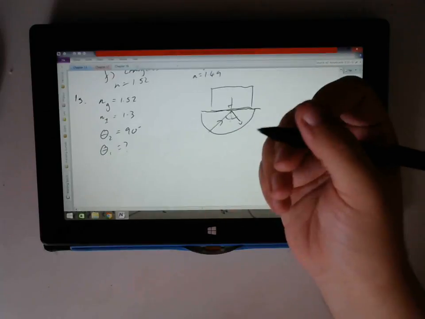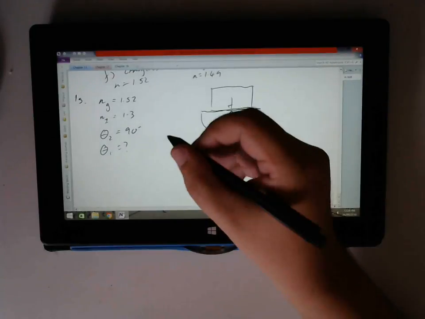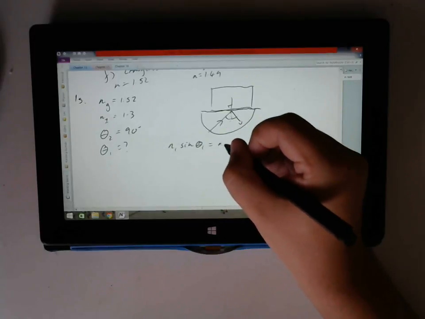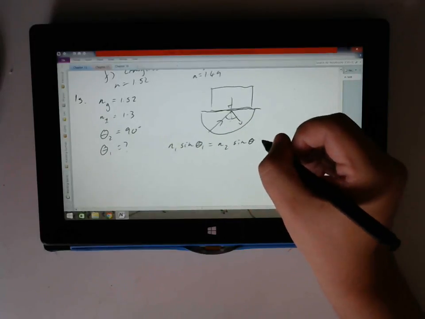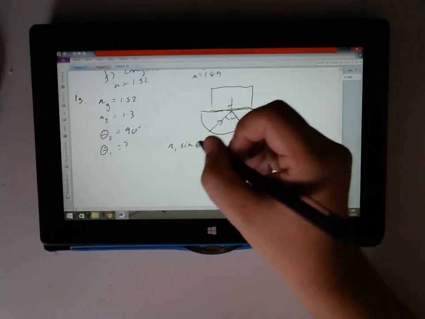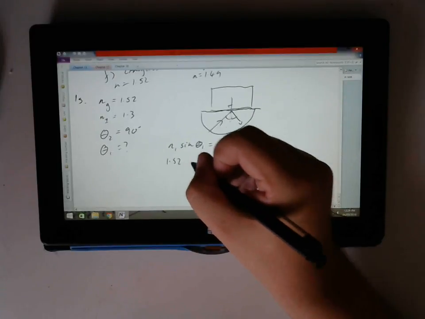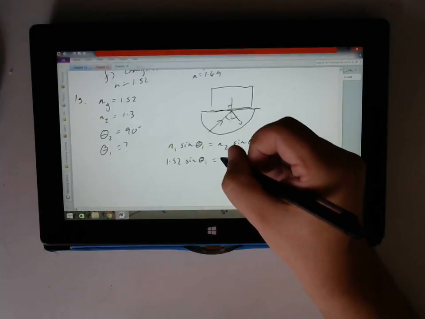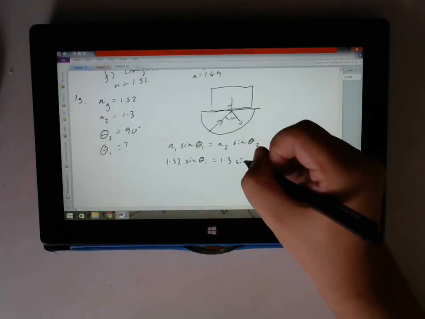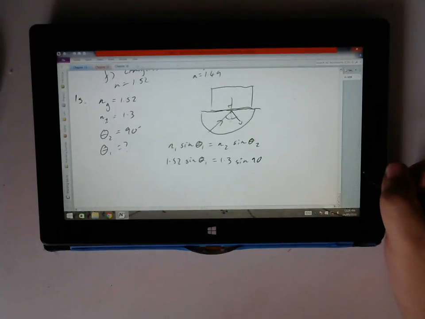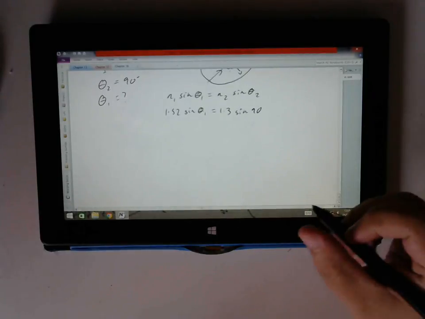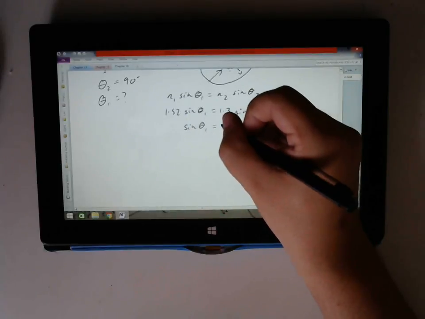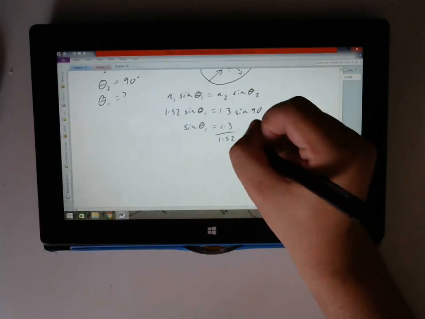Okay, so that's Snell's law. We've got two n's, we've got two thetas. Let's Snell's law it up. N1 sine theta 1 equals N2 sine theta 2. So N1 was the glass, that's 1.52. Sine theta 1 equals N2, that was 1.3, sine of 90, and remember the sine of 90 is just 1. So sine theta 1 equals 1.3 over 1.52.